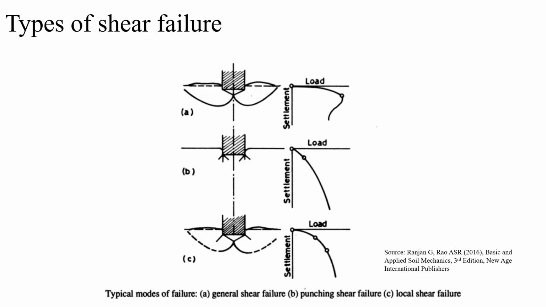Here you can see the failure envelopes and the load settlement pattern of general shear failure, punching shear failure, and local shear failure compared. You can see in general shear failure, the failure envelope is very well developed and reached the ground surface, and there is bulging. Whereas in the load settlement curve for general shear failure, the ultimate bearing capacity is very well defined.